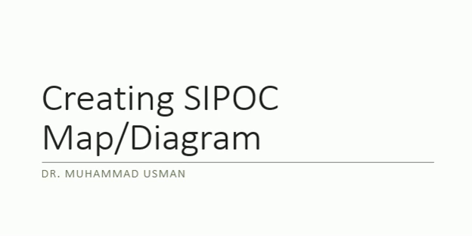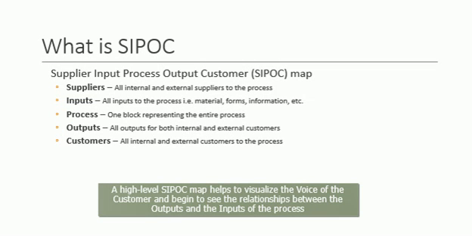So starting from the very basics of SIPOC, first we should know what is meant by SIPOC. If I define each of these words, it is supplier, input, process, output, customer, and it is basically called a map which takes input from the supplier and then gives the output to the customer.